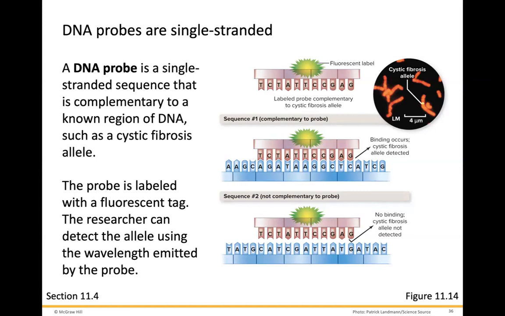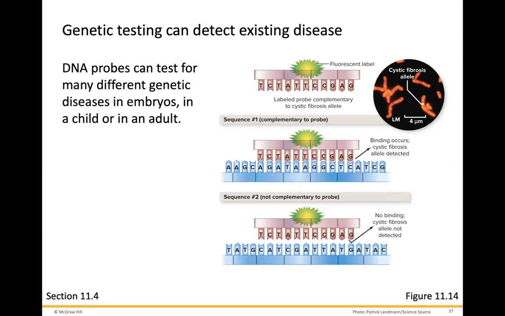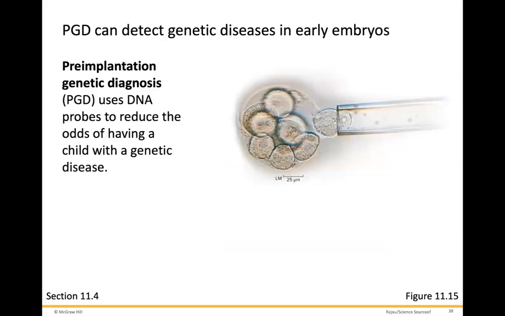DNA probes are single-stranded, not single cell, single-stranded. A DNA probe is a single-stranded sequence that is complementary to a known region of the DNA, such as the cystic fibrosis allele. The probe is labeled with a fluorescent tag, and the researcher can then detect the allele using the wavelength emitted by the probe. Genetic testing can detect existing disease. DNA probes can test for many different genetic diseases in embryos, in a child, or in an adult.